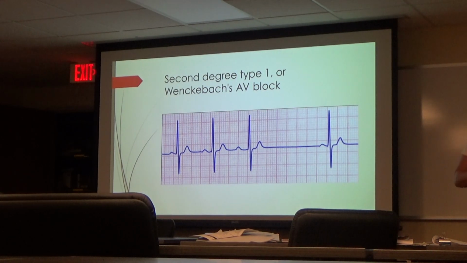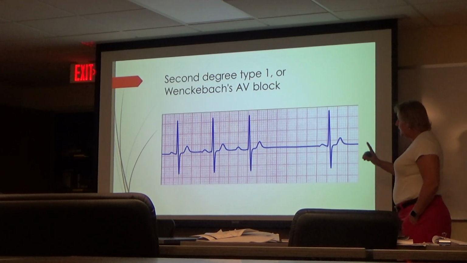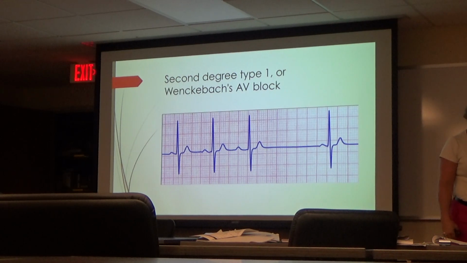Again, the impulse is being sent from the SA node to the AV node. The first time it lets it go through. The second time, it hangs up there a little bit longer until it ultimately blocks the impulse from making its way down the bundle branches to the ventricles. This can be concerning because anytime we delay the impulse or the contraction of the ventricles, we see a decrease in our cardiac output. Still, with these patients it's concerning, but we don't usually see a rate less than 60 beats per minute with this type of heart block.